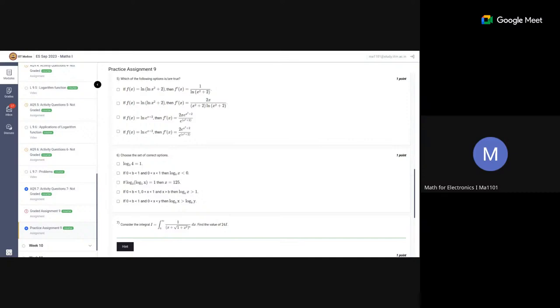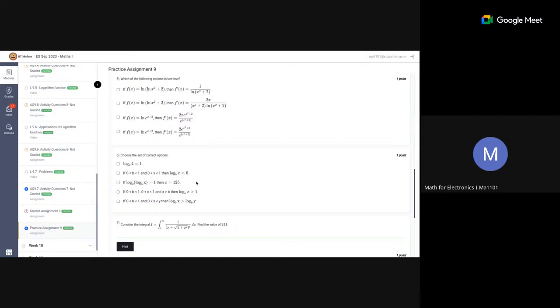Now comes option C. If log of log x to the base 5, to the base 3 is 1, then x is 125. So if log of something to the base 3 is 1, what would be that something? Treat log x to the base 5 as some y. If log y to the base 3 is 1, what will be y? 3, sir. So log 3 to the base 3 is 1, right? Yes. So now you know that log x to the base 5 is 3. Taking 5 power on both sides, what will we get? x as 125.